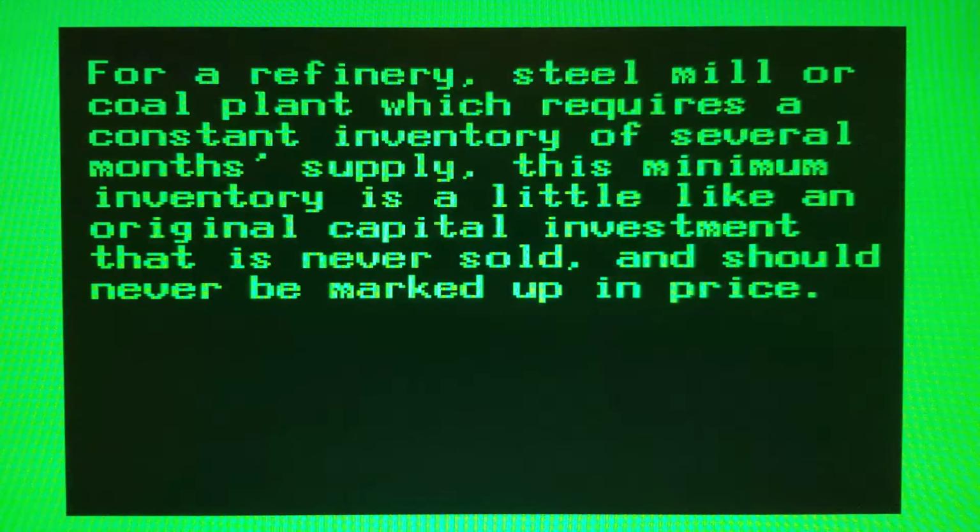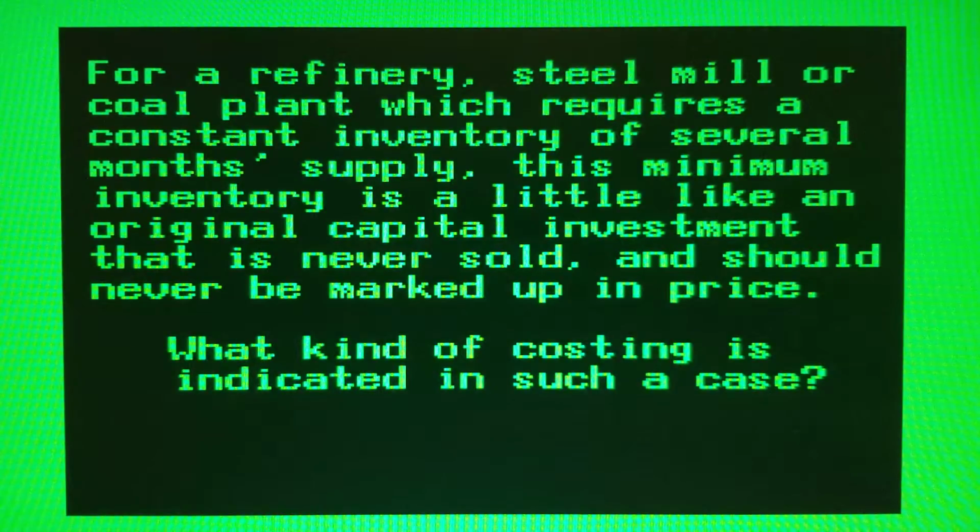For a refinery, steel mill, or coal plant, with a process which requires a constant inventory of several months' supply, this minimum inventory is a little like an original capital investment which is never sold and should never be marked up in price. What kind of costing is indicated in such a case?